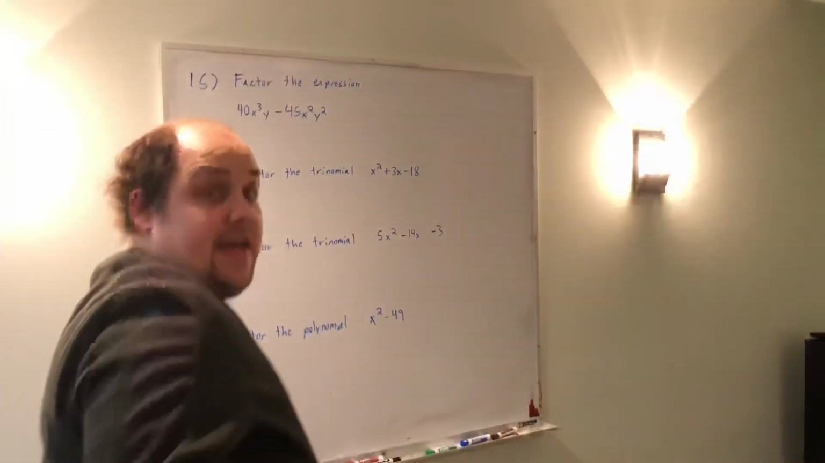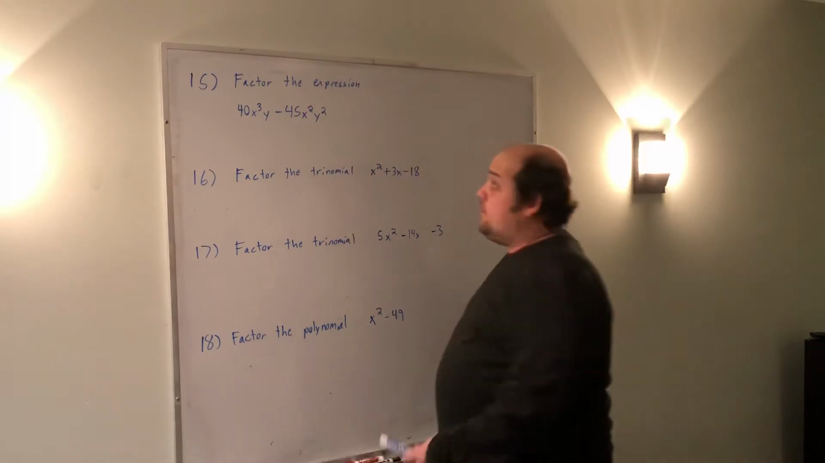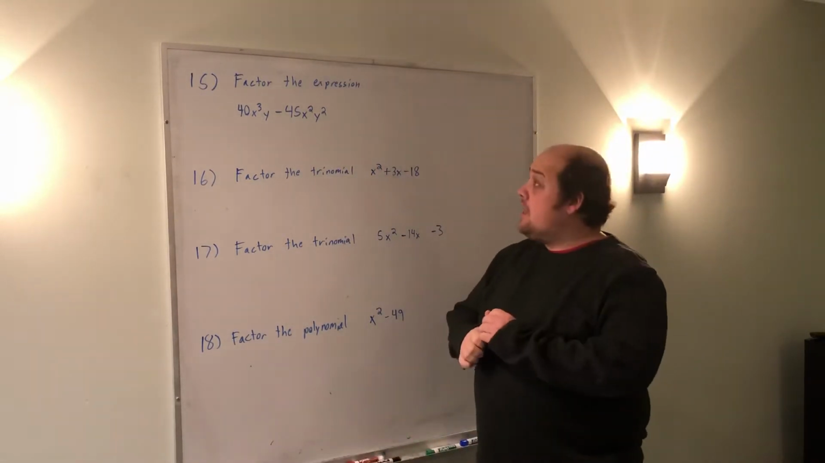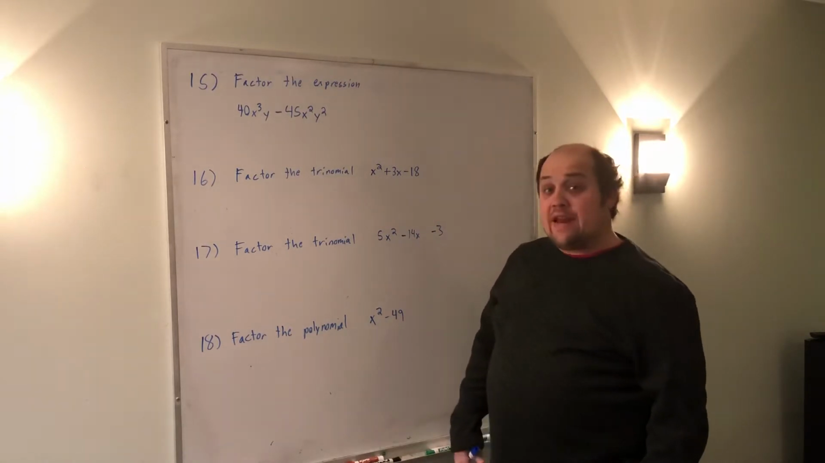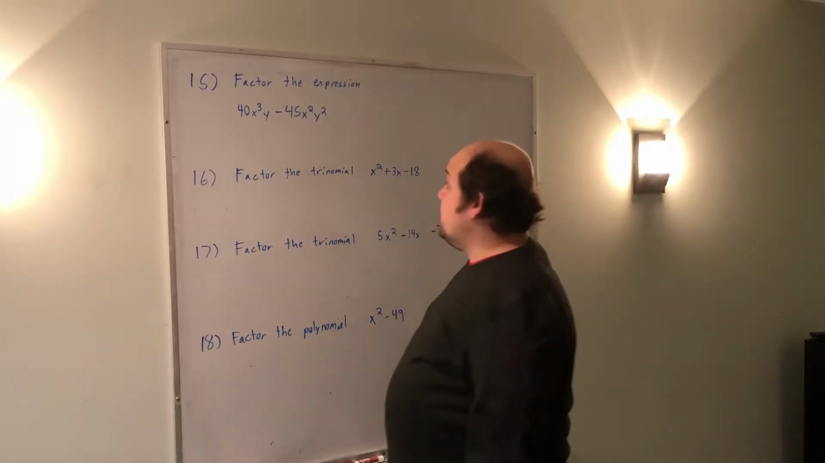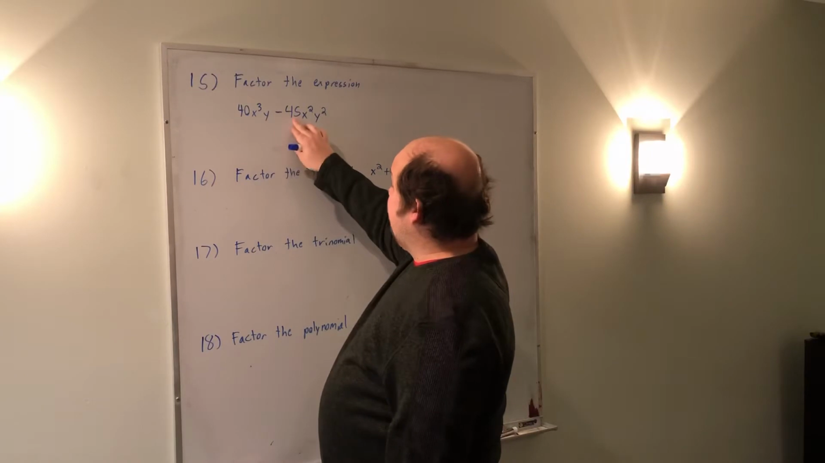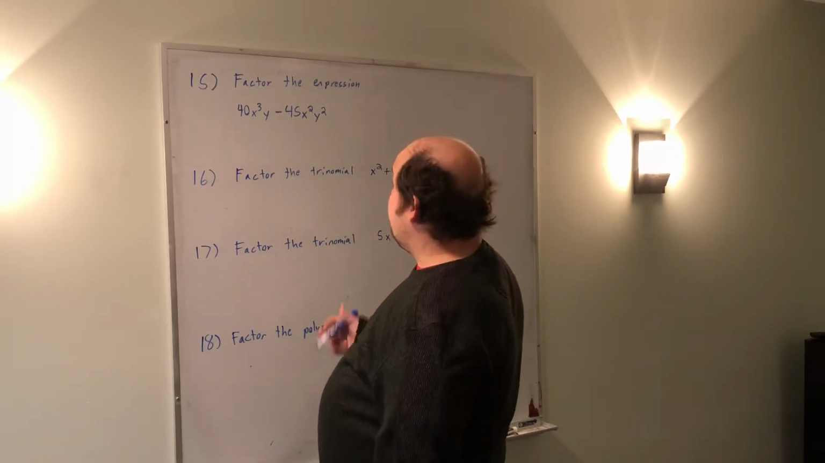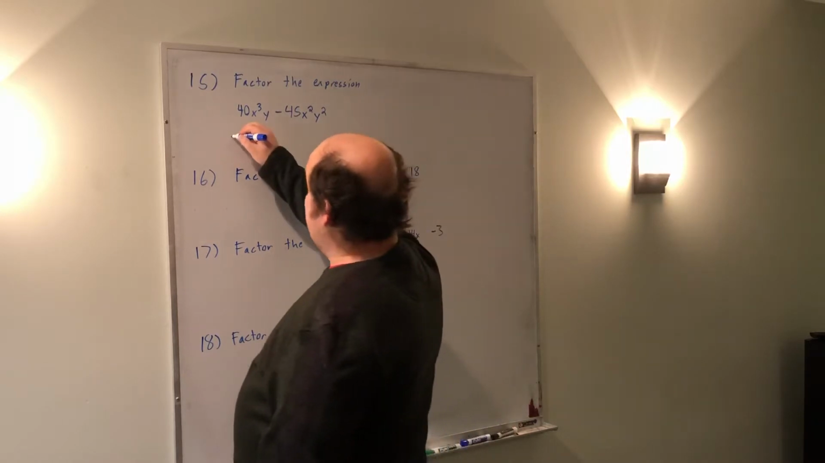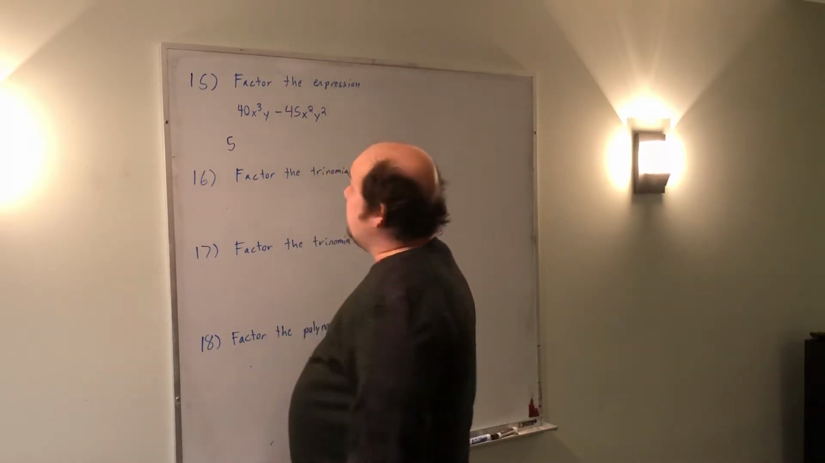The next section of the final is on factoring. First question, number 15 on the final, asks me to factor the expression. What it's really asking here is for me to pull out the greatest common factor. So in this case, we have 40 and we have 45. We're looking for the biggest number that goes into both. 5 goes into both 40 and 45, so that's the biggest number that I'm going to be able to pull out.